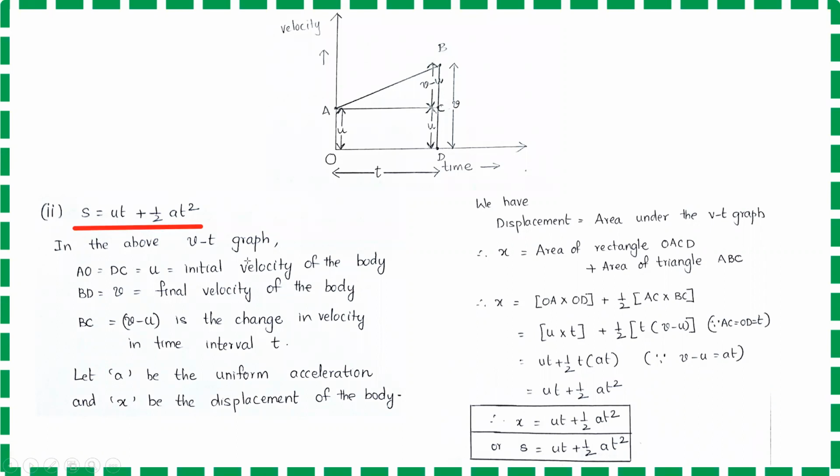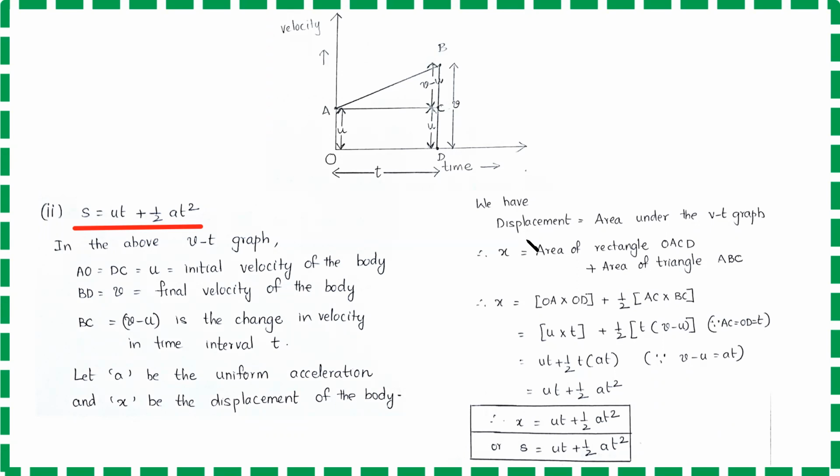In this above v-t graph, you can see clearly, AO is equal to CD, that is equal to u, the initial velocity. And BD, from B to D, is equal to v, the final velocity. And BC is equal to v minus u, that is the change in velocity. And let a be the uniform acceleration, x be the displacement of the body.